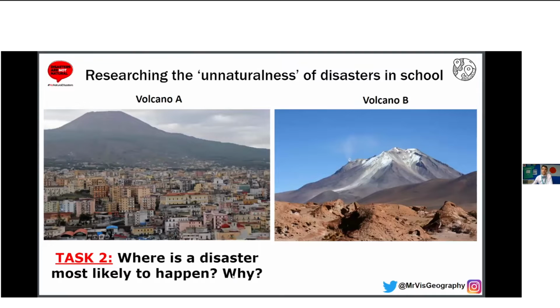here's two, volcano A, volcano B. Which one is more likely to lead to disaster? And it's unanimous. I've never had a single child, even if they're trying to be funny, put a hand up and go, sir, B is going to lead to a disaster. They all go A. And then we look at the implication.